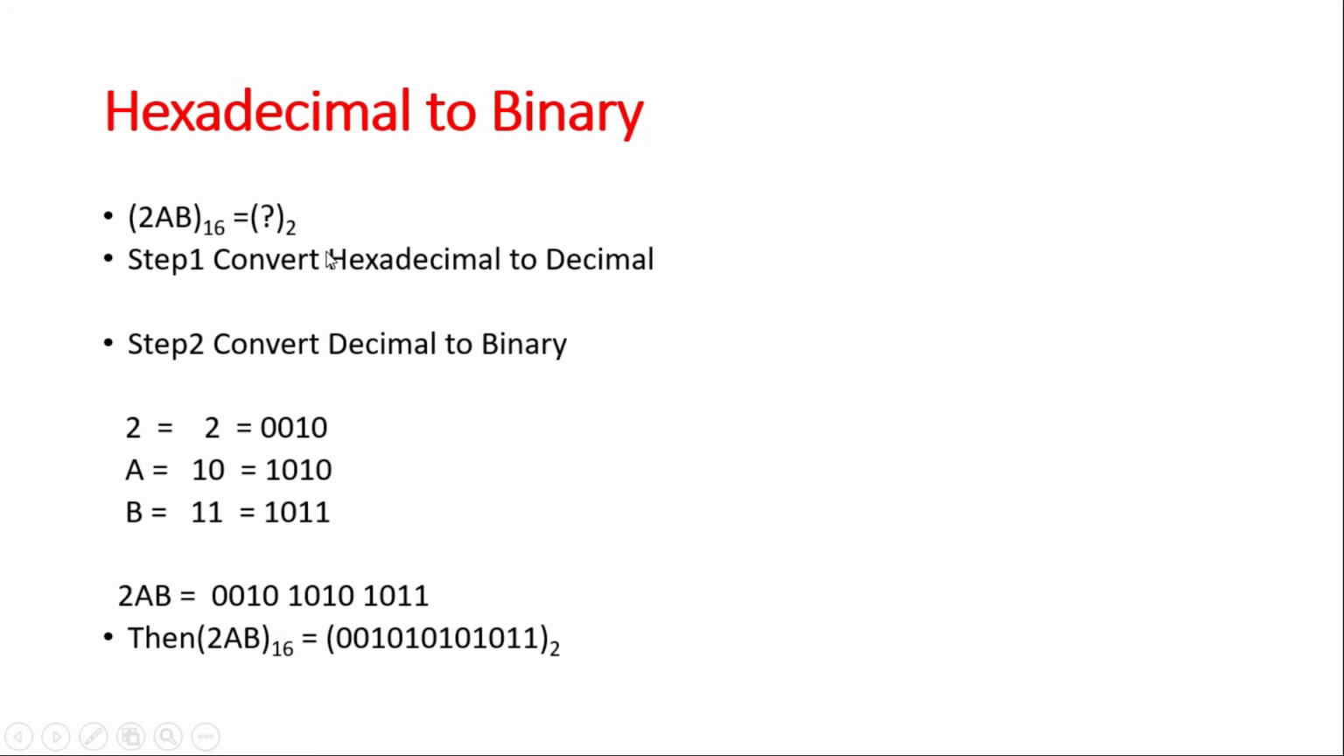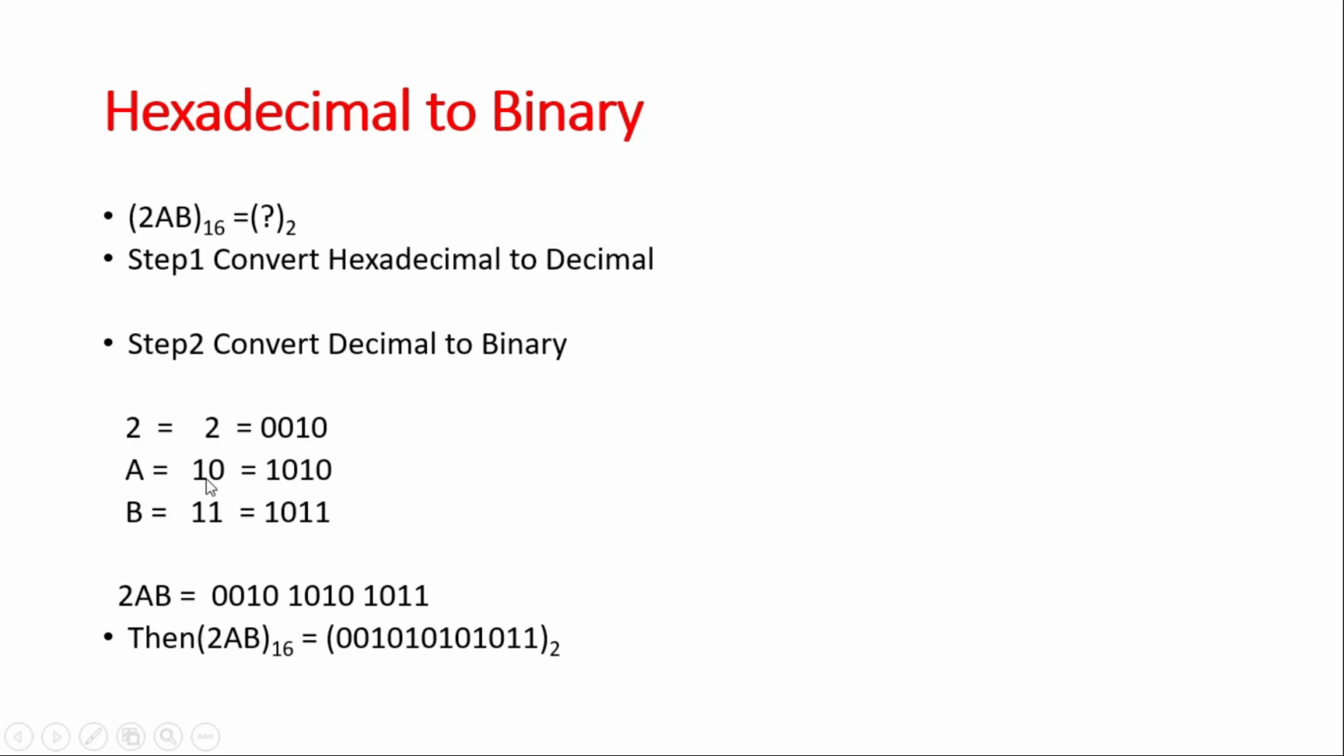And hexadecimal number to binary number. In our previous video we showed how to convert binary to decimal number. For a hexadecimal number, the first step is to convert hexadecimal to binary number, and the second step is to convert decimal to binary number.